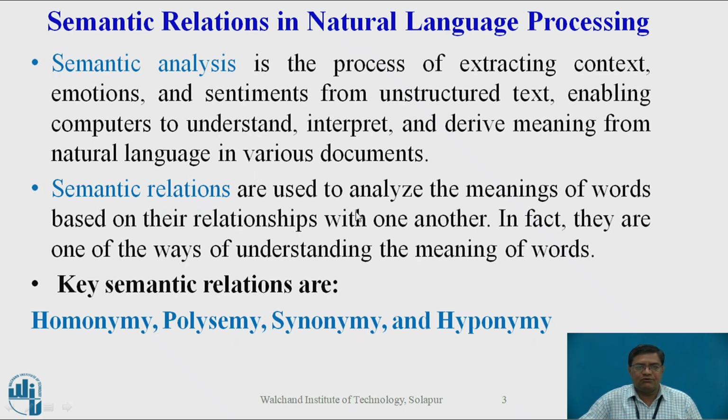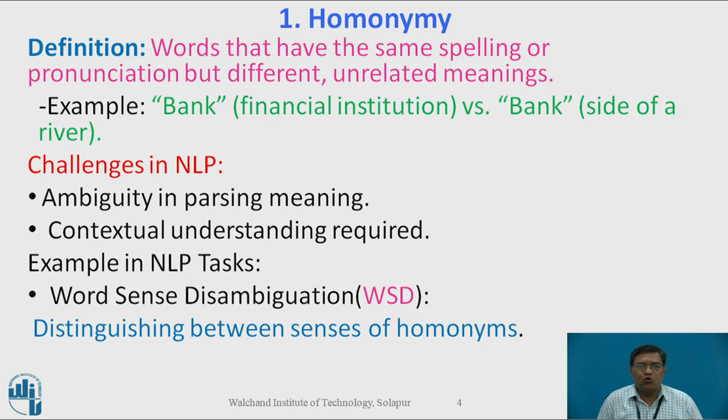Semantic relations are used to analyze the meaning of words based on their relationship with one another. In fact, they are one of the ways of understanding the meaning of words, and can be used in various applications. The key semantic relations are homonymy, polysemy, synonymy and hyponymy. We see one by one, starting with homonymy.